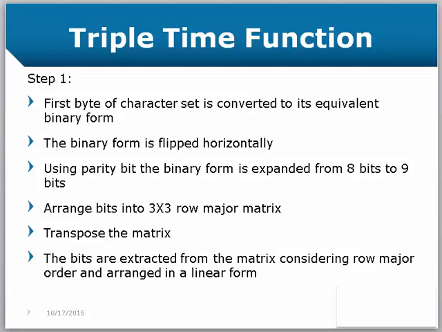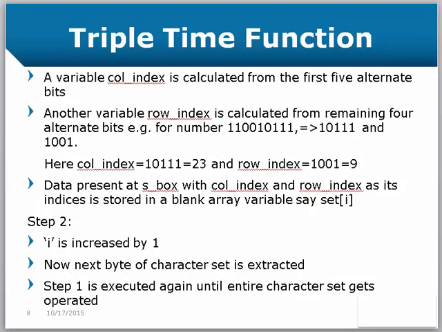Now we transpose the matrix, and bits are extracted from the matrix considering row major order and arranged in a linear form. Now a variable column index is calculated from the first 5 alternate bits of this extracted part. Another variable row index is calculated from the remaining 4 alternate bits.